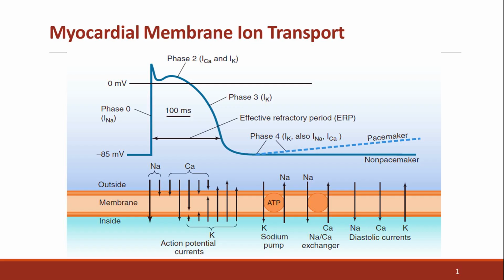Behind all this, the sodium-potassium ATPase pump maintains ion gradients by pumping 3 sodium ions out and 2 potassium ions in, while other transporters, like the sodium-calcium antiporter, fine-tune calcium levels.